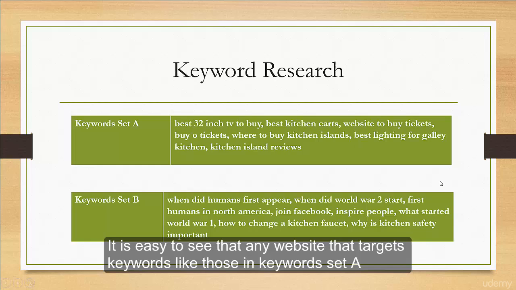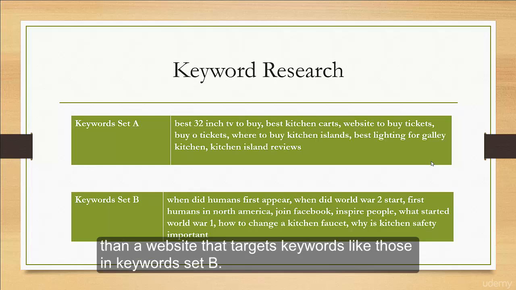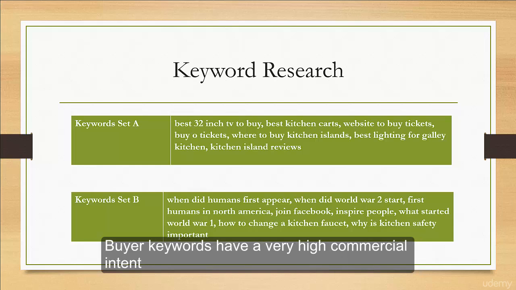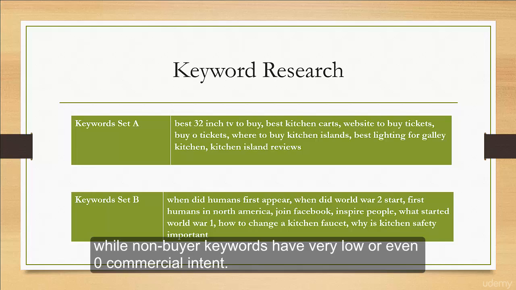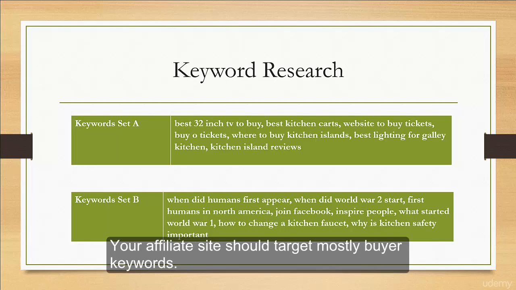It is easy to see that any website that targets keywords like those in keyword set A will have a far higher chance of making money than a website that targets keywords like those in keyword set B. Keywords in set A are all buyer keywords, while those in set B are non-buyer keywords. Buyer keywords have a very high commercial intent, while non-buyer keywords have very low or even zero commercial intent. This is a vital distinction. Your affiliate site should target mostly buyer keywords.